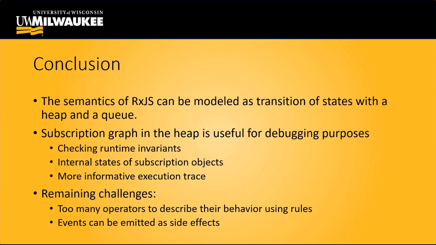There are some remaining challenges. For example, there are over 100 RxJS operators with many options. Modeling them all using rules seems too daunting a task. There might be a better way. Also, events can be emitted as side effects. The RxJS library has classes called subjects, which allow users to directly emit events, and such event emission code can exist anywhere in the program, which complicates analysis of the behavior.